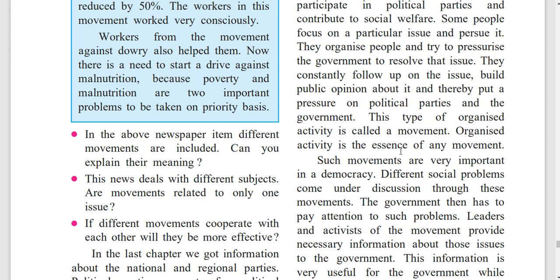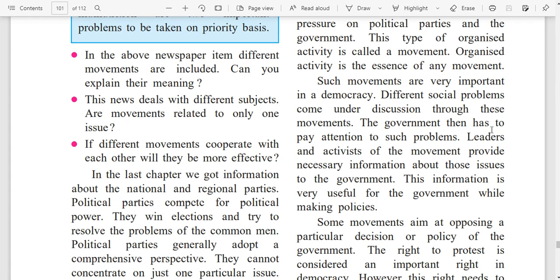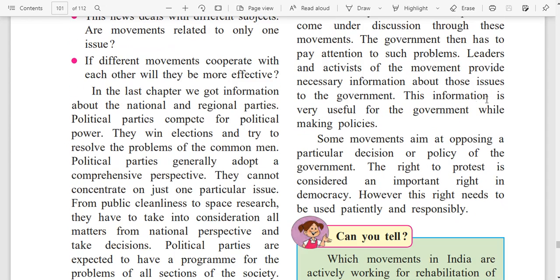Organized activity is the essence of any movement. Such movements are very important in a democracy. Different social problems come under discussion through these movements. The government then has to pay attention to such problems. Leaders and activists of the movement provide necessary information about those issues to the government. This information is very useful for the government while making policies.